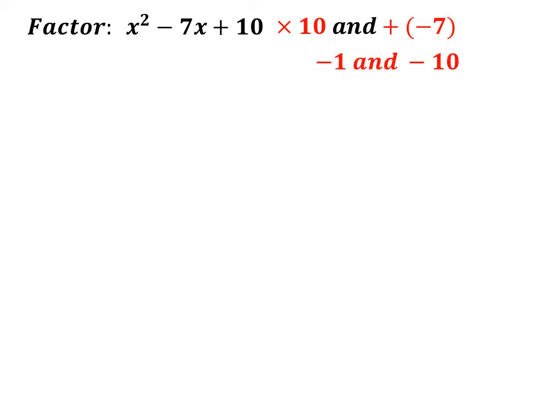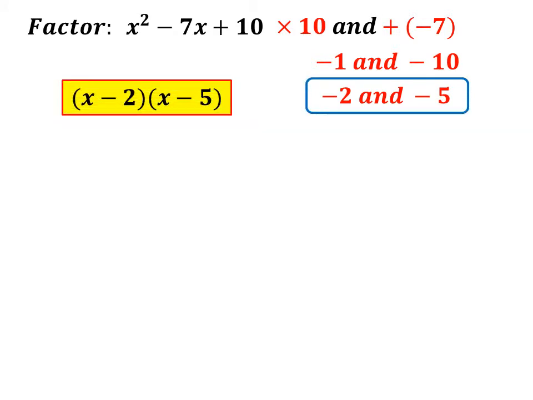Negative 1 times negative 10 is 10, but negative 1 plus negative 10 is negative 11. Negative 2 times negative 5 is positive 10. Negative 2 plus negative 5 is negative 7. So we're going to use negative 2 and negative 5. So our answer will be x minus 2 times x minus 5.